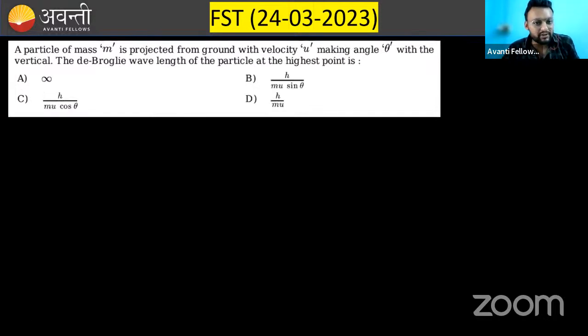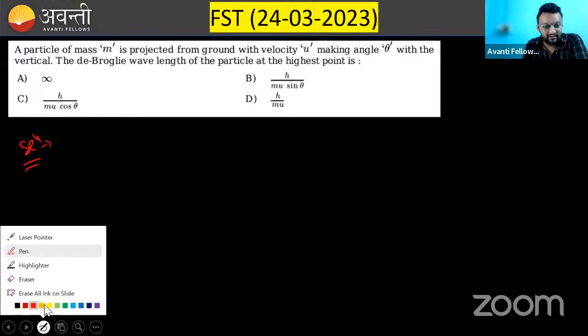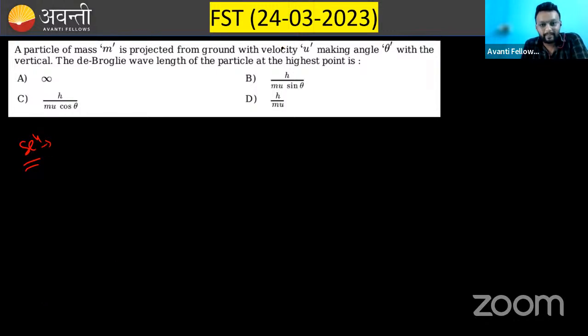Okay, this is a question of class 12th, de Broglie wavelength. So you should ask first now, because everyone is now interested in class 12 questions. Very good. Okay, after that we will solve an optics question. That is a very good question here.